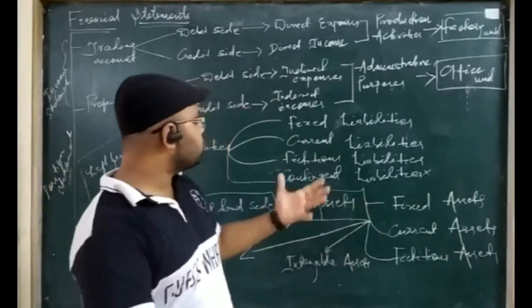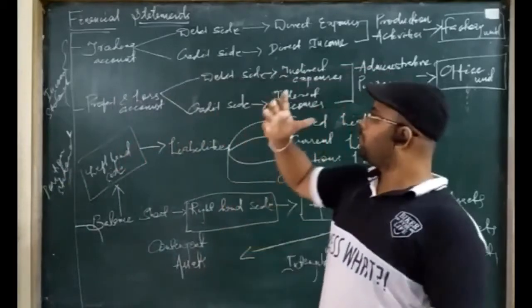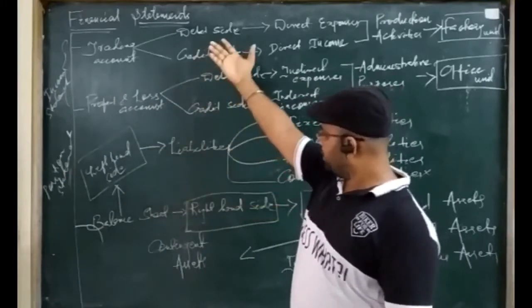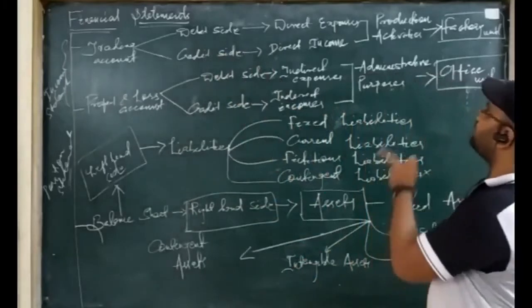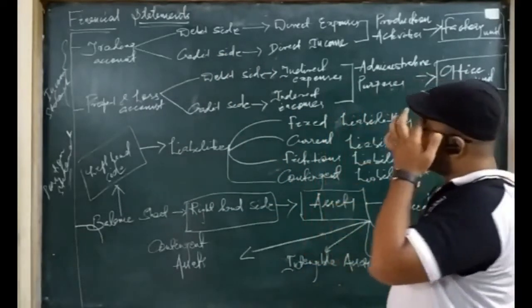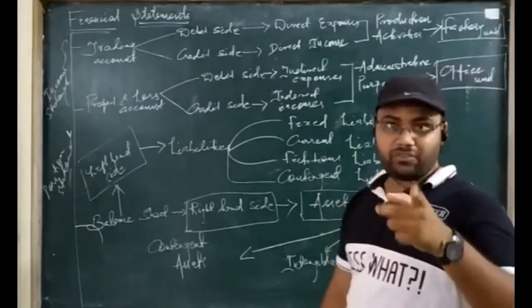Okay. So see, this is the way you have to prepare final account without adjustment. You have to prepare 3 financial statements: trading account, profit and loss account and balance sheet. So trading account has 2 sides, debit side and credit side. In the debit side you record direct expenses, and in credit side you record direct income. Trading account is prepared for the production activities which take place in the factory unit.